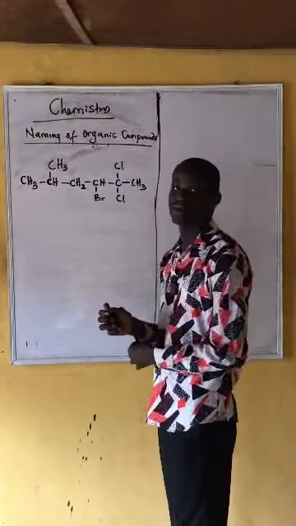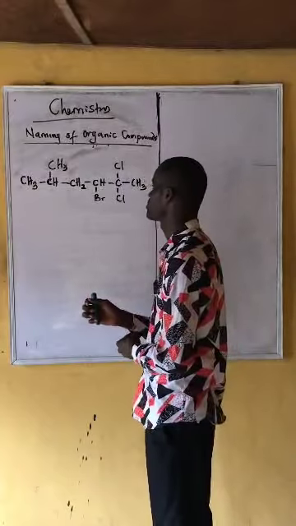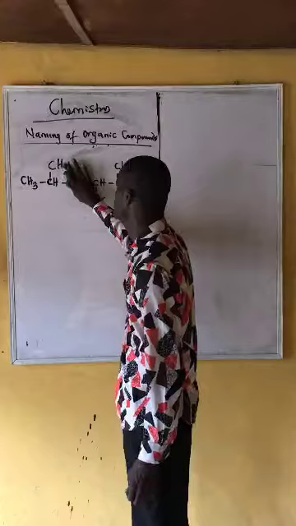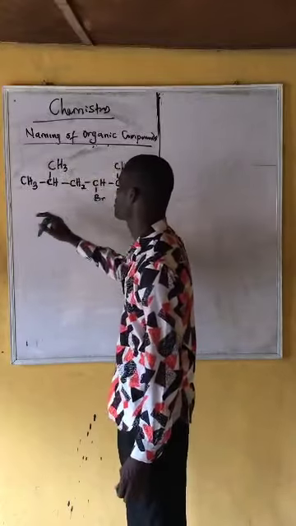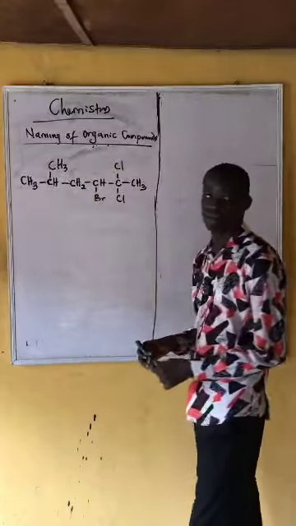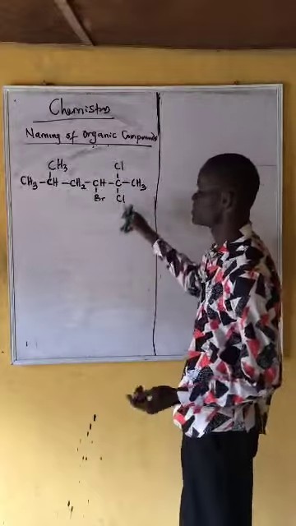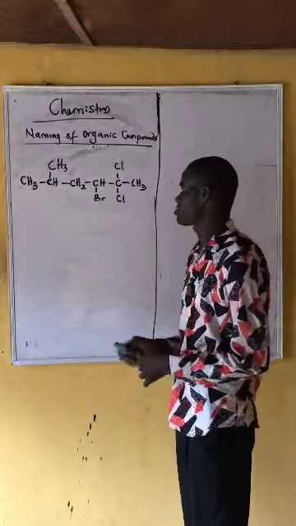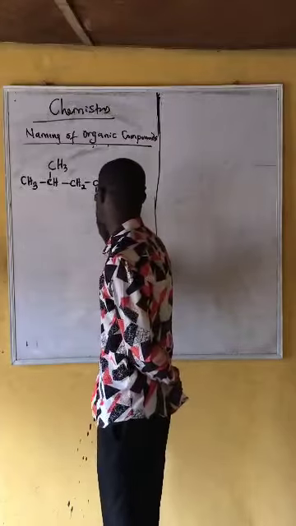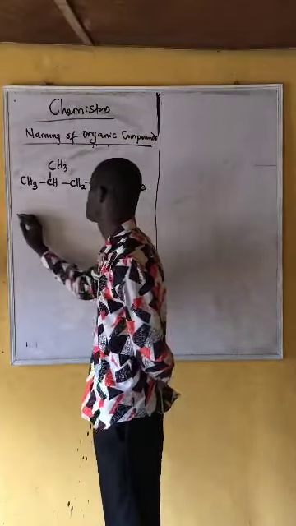We are looking at naming of organic compounds. So we want to name this compound together. This is CH3. So we have CH3, CH, CH3, CH2, CH3, CCl, Cl, CH3. So there are rules we have used for naming organic compounds. Let's look at the rules.